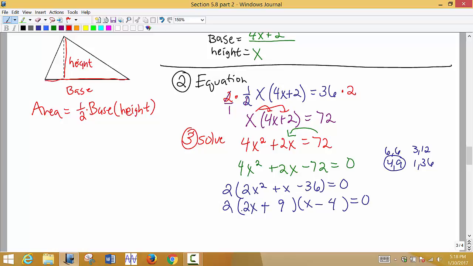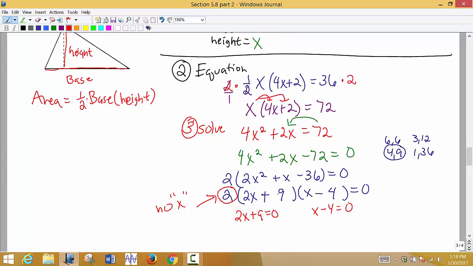So I'm going to set each factor that has an x in it equal to 0. Now I do not set 2 equal to 0 because there's no x here. And if there's no x in the factor, then I do not set a factor that does not have x in it equal to 0. Alright, so we're solving for x. I set each of those factors that have an x in them equal to 0, and my two solutions are 4 and -9/2.